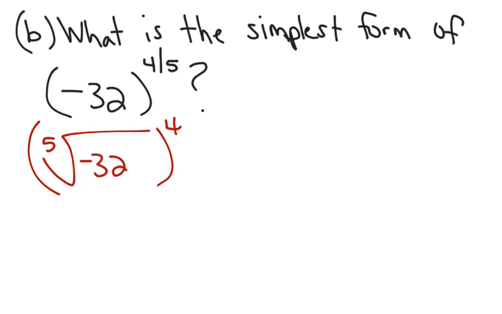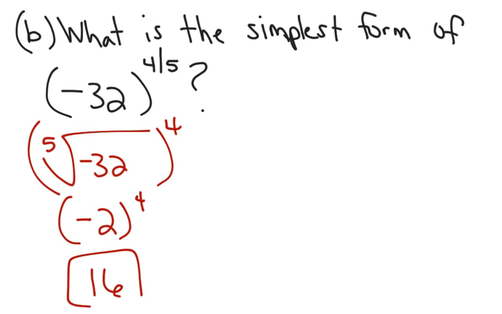fourth. Remember, we can take the fifth root of negative 32, because as long as the root index is odd, you can take an odd root of a negative. Well, it turns out that the fifth root of negative 32 is negative 2. And then negative 2 to the fourth power is going to be positive, because anytime you raise a negative number to an even power, you get a positive. And you get positive 16.